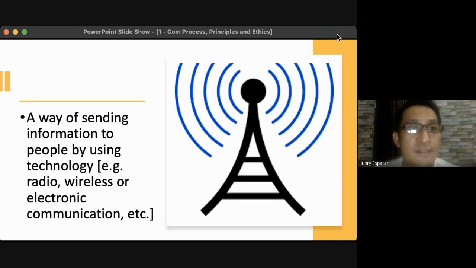It's a way of sending information to people by using technology. So radio, wireless, or electronic communication. So that's very prevalent nowadays, considering that technology has a huge part in our daily lives. Have you noticed that without your phone at your side, it seems that your day wouldn't be complete? Because I don't know, even I myself, every time I left my phone in my house, I would really come back. Even if I'm already in the middle of my travel, I would really have to come back because my phone is a very important device for me. And I think it also is to you.